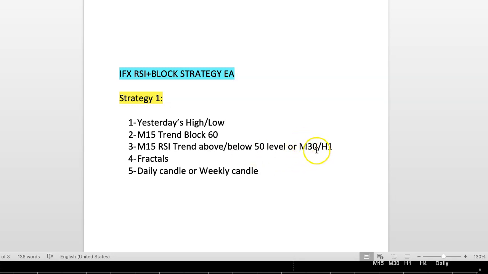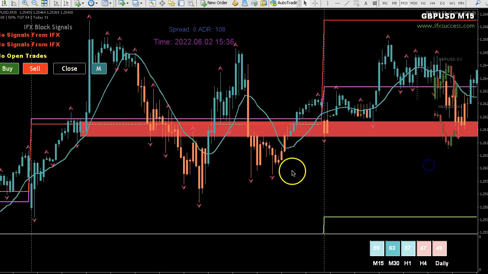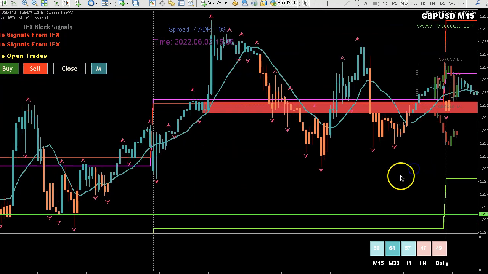We can use M30 or H1 if you want to be more conservative. We're going to use the fractals, meaning that at the time of the entry, we have to break a fractal. There are times when it doesn't, and then it's just not going to trigger. You can use the daily candle or the weekly candle to be extra conservative, or you can just not do any of this, and it's going to look for more entries, okay? It's going to give you a lot more entries compared to if you choose yesterday's daily candle.